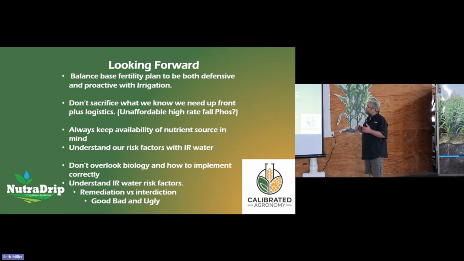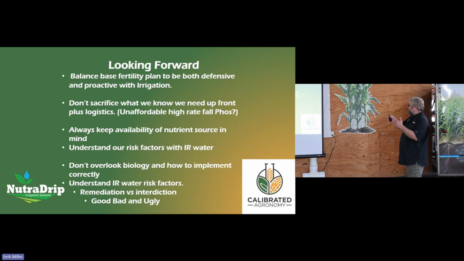So for next year, some things I want to say to look forward: we need to balance our base fertility to be both defensive against a situation like we have this year, where we can't always fertigate, but then also leave some money in the budget so we can work on cleaning up this water, where it's not antagonizing our free minerals in the water solution. And that starts with identifying how bad is it or how good is it. Don't sacrifice what we need. We know up front. Plus, think of the logistics of it.